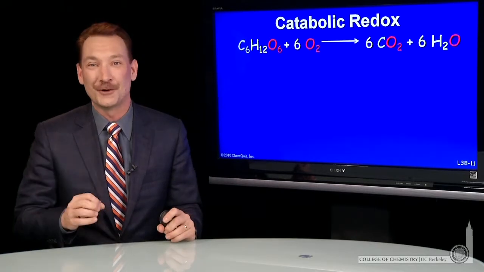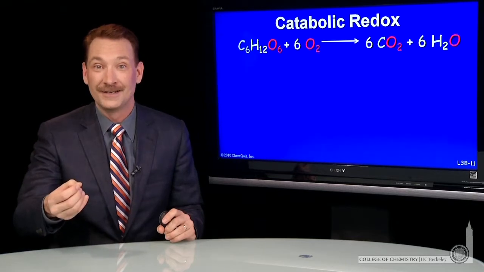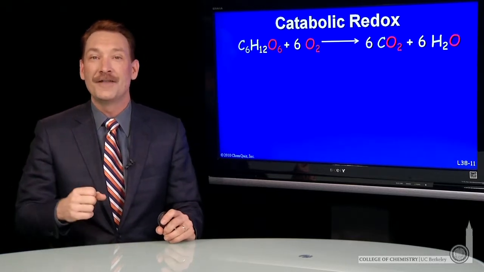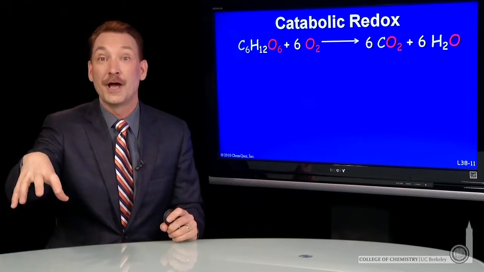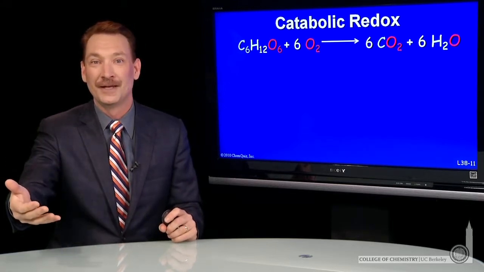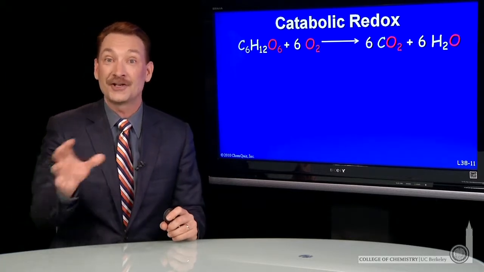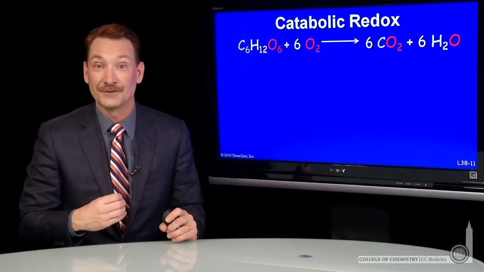Glucose is an energy source for your body. That is, glucose is oxidized to release energy. Now, that oxidation you could do on the benchtop. You could burn glucose in oxygen and it would release energy. In your body, it's done via enzymes and the reaction occurs at body temperatures.